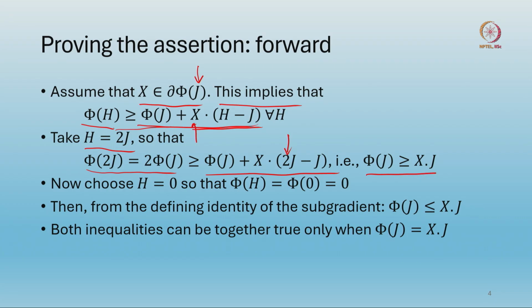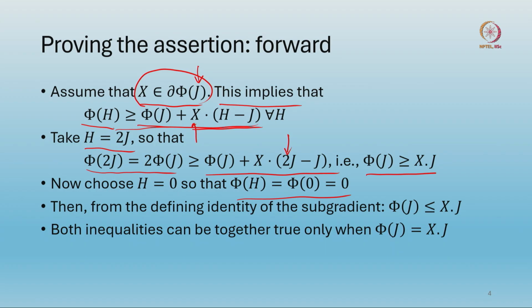This is one consequence, assuming that x belongs to del phi j. Now, let us see something else. Let us choose h equal to 0. Then what do you have, because we already know that phi 0 equals 0. So, phi h equals 0, if h equals 0.